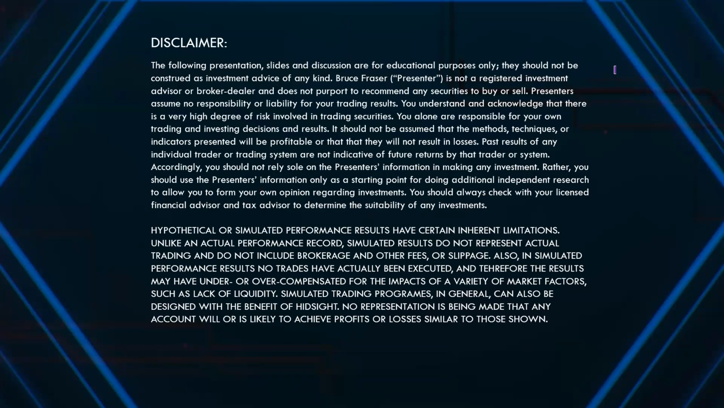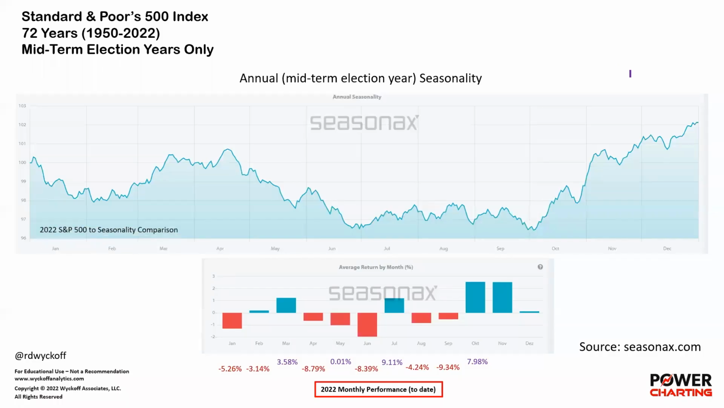So to get started, let's look at seasonality. The month of October here in this seasonality study is the best month of the year. In fact, October was up just a skosh under 8%.